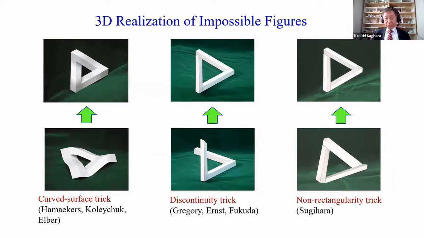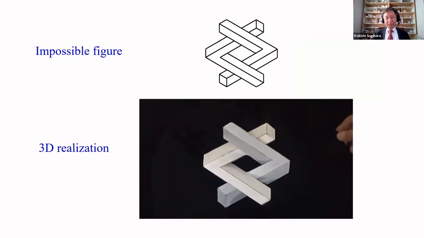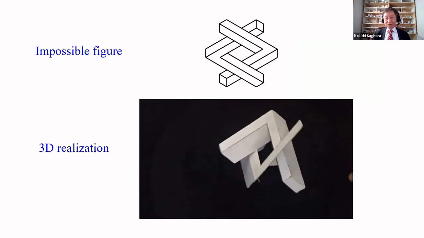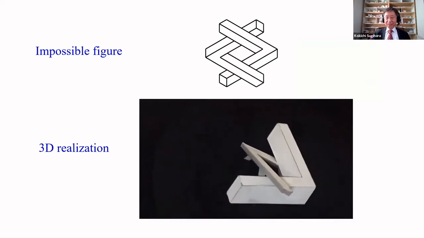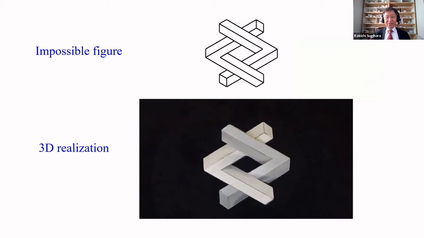And the non-rectangularity trick seems the most stable in the sense that when we change our viewpoint slightly, the trick is not visible. And let me show one more example. The upper part is impossible figure, and the lower is a real 3D object. When we change our viewpoint, we understand that the faces are connected at non-rectangular angles, but from this viewpoint, they look rectangular. That's a trick.